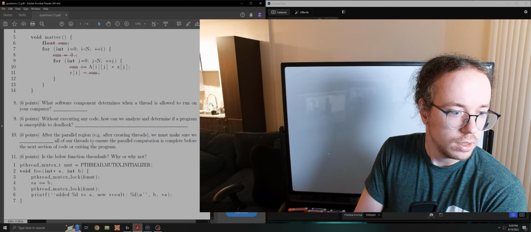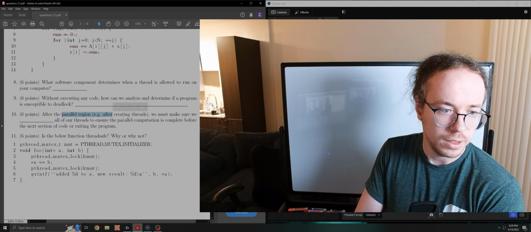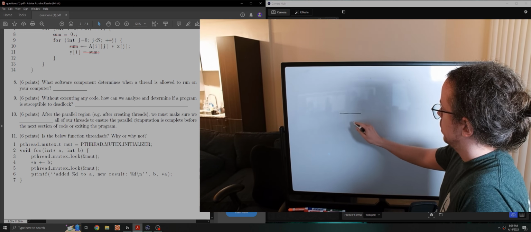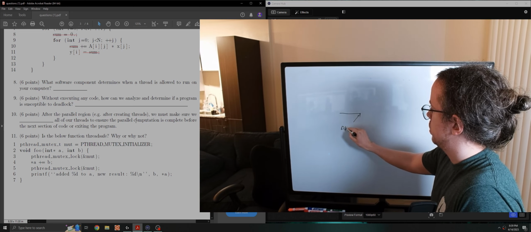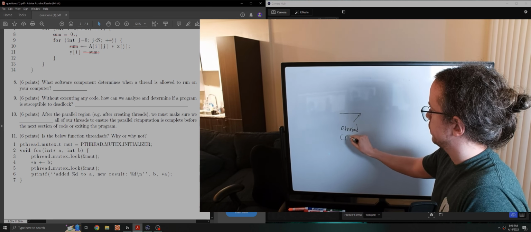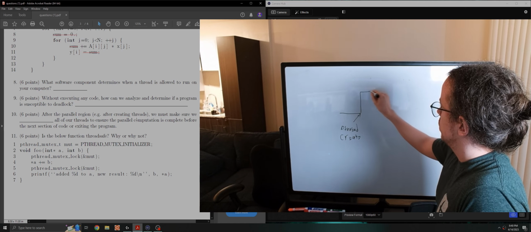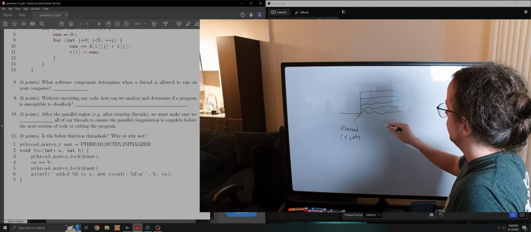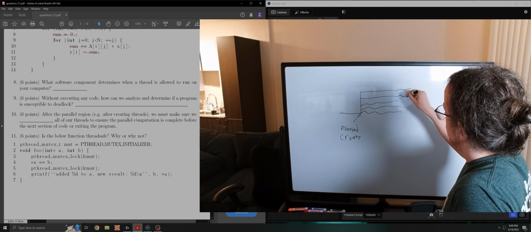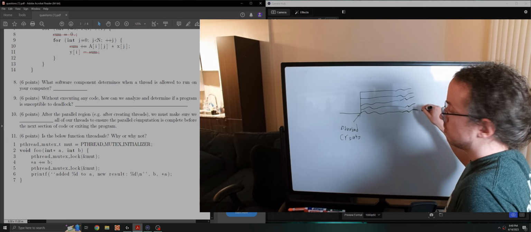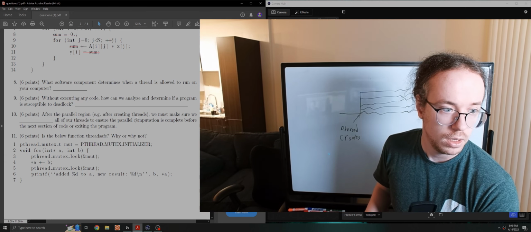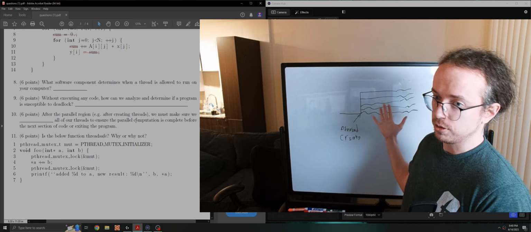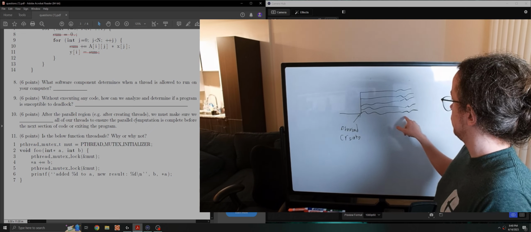Okay, what's next? After the parallel region, that is after creating threads. So if we draw the picture, we do pthread create. We create a bunch of threads that do whatever they want to do. Later, when these threads have finished, but not necessarily after the threads have finished, the main thread is going to keep running.